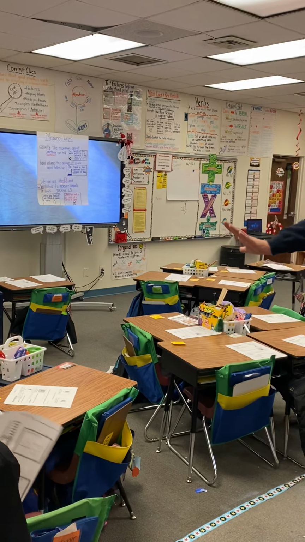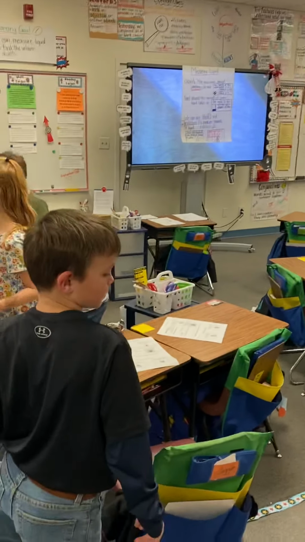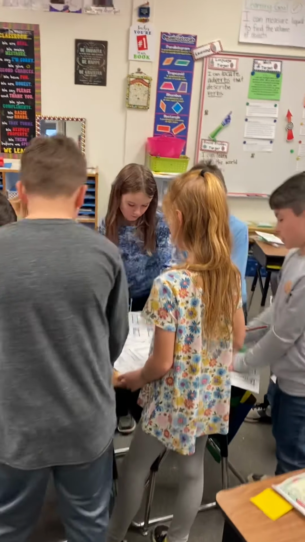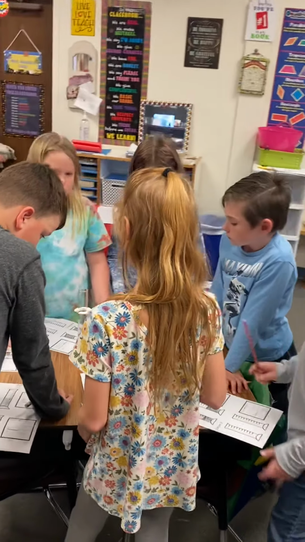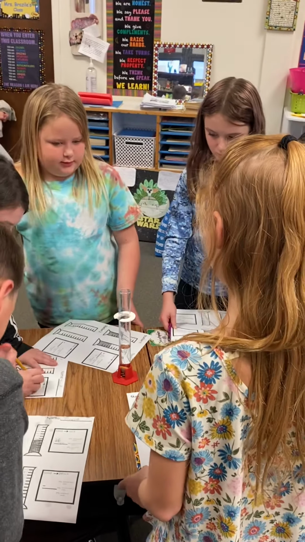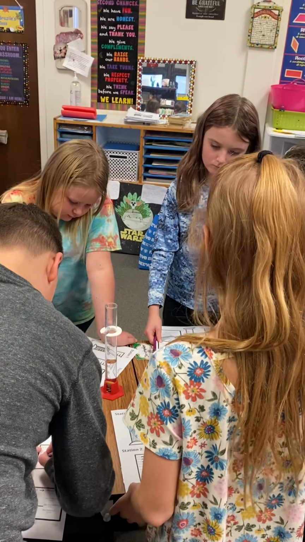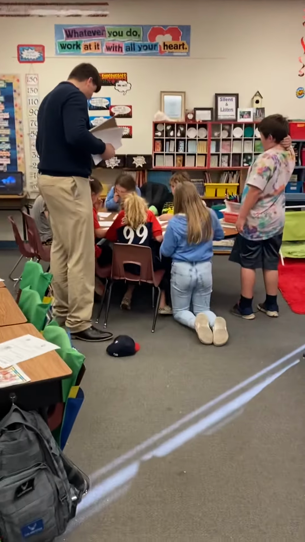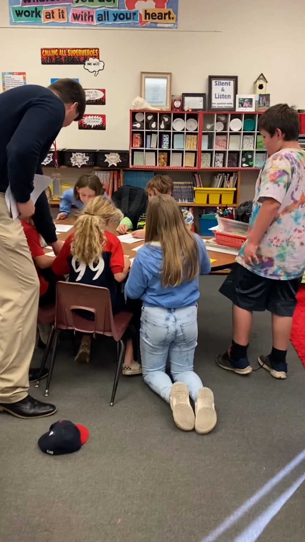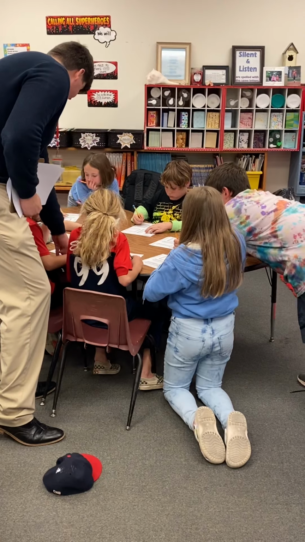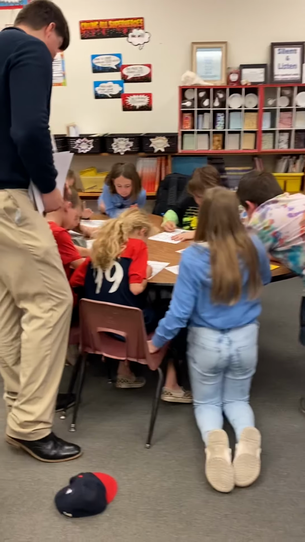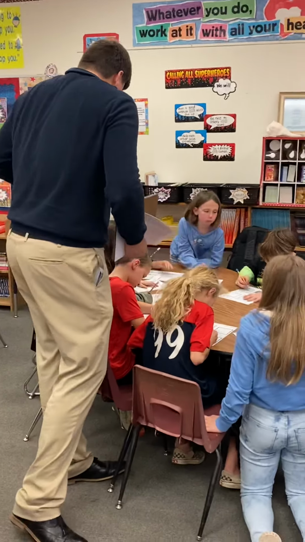Wait right there. We'll check on this group. So then you're going to take the volume with the solid and the volume without it and subtract. So you do the volume with the solid subtracted by the volume without the solid. And that's how we're going to figure out what the volume of the solid was.